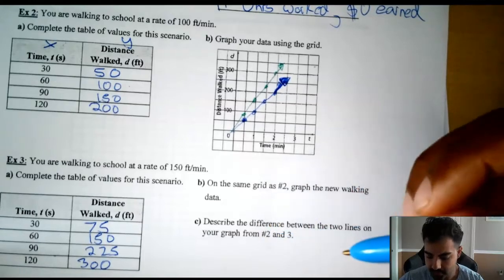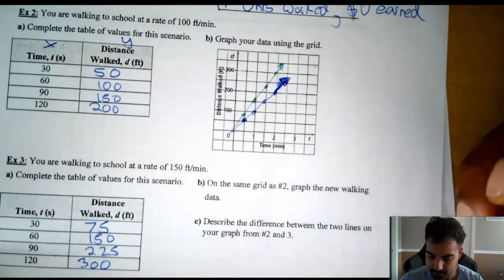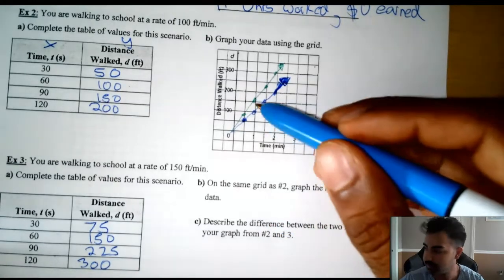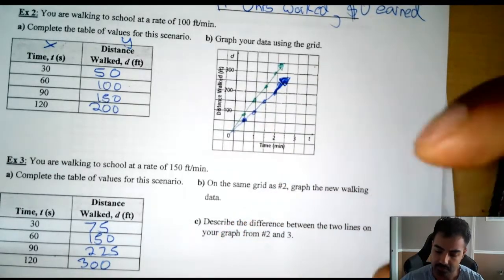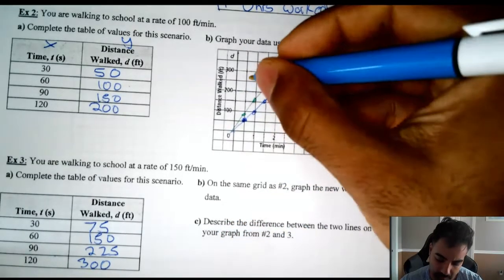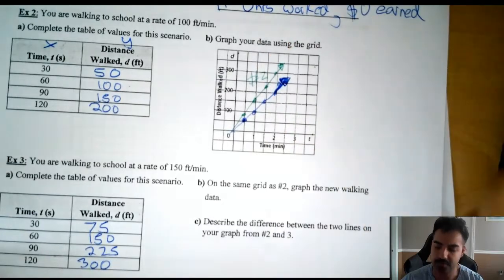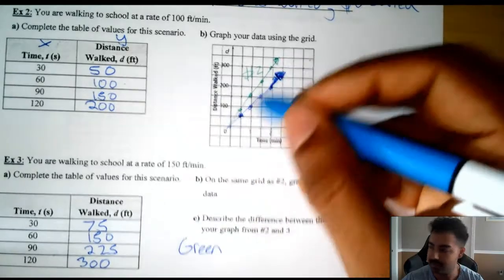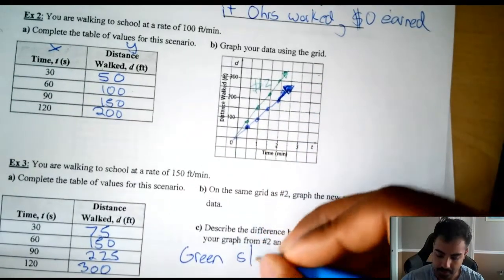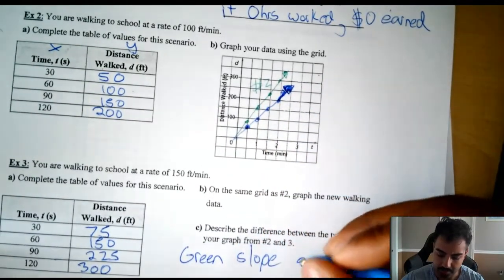Okay, describe the differences between the two lines on your graph, number 2 and 3. So what's the difference between these? We'll call the green one number 2. Or we could just call it green, actually. So the green slope, we can see it's steeper, right? So why is the green slope steeper?